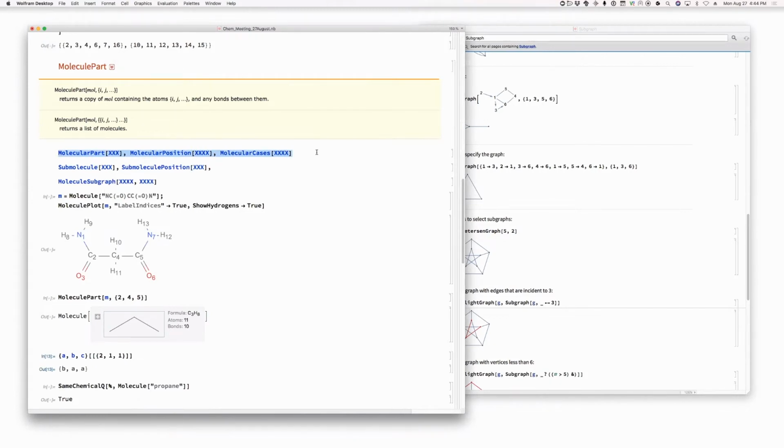The problem that I have with molecule part, I don't know. I mean, molecule position. Well, molecule part to me sounds like it's very specific to the first argument, whereas molecular part sounds a little too general. Although, it would be referring to some part of its first argument. Yeah. And I guess the name would grow on me as I used it more. It just sounds a little unfamiliar, that's all.